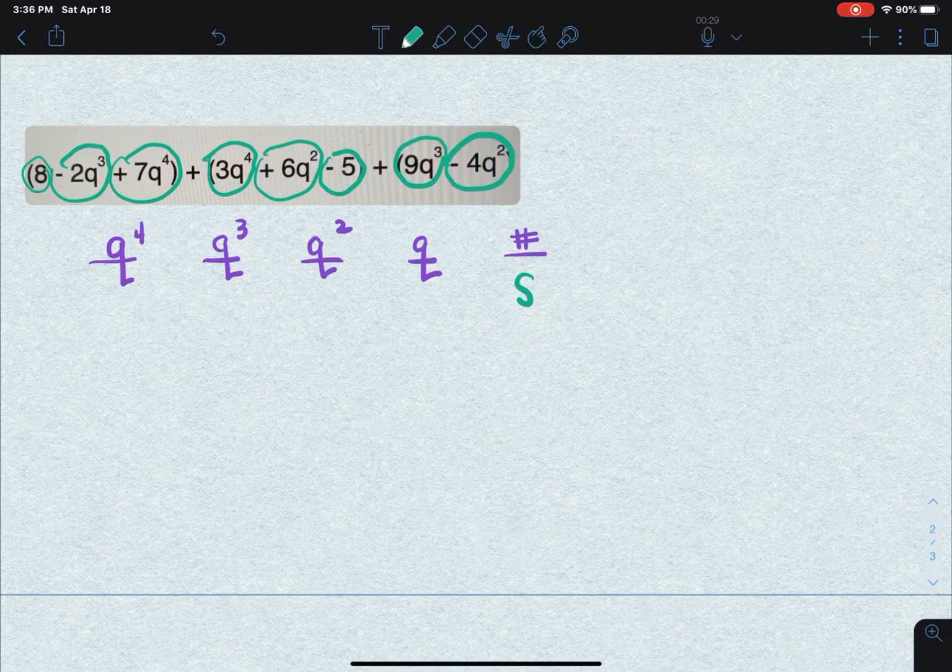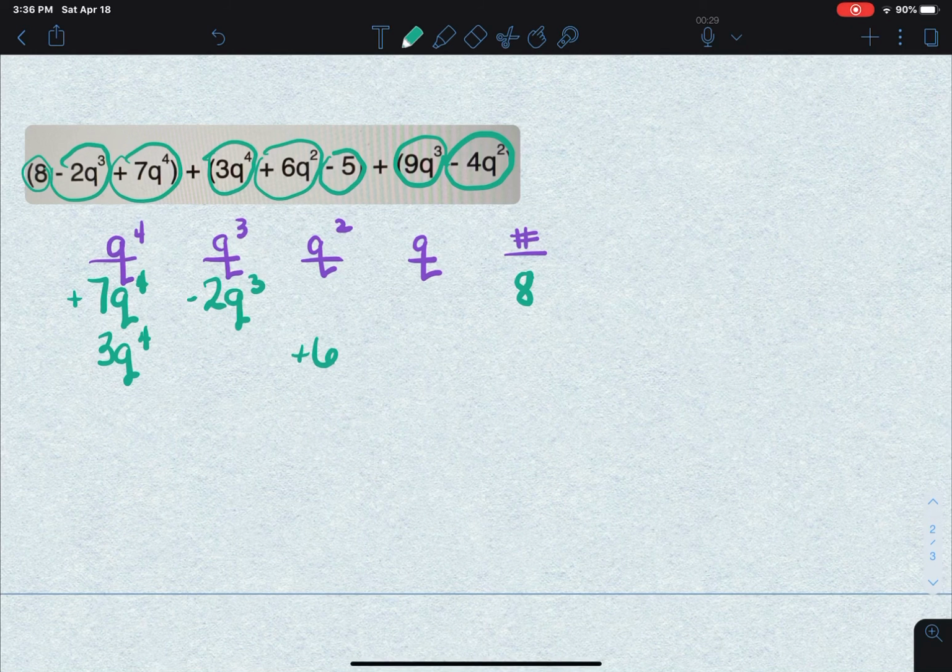So let's see, I have 8, negative 2q to the third, positive 7q to the fourth. So I have taken care of everything in this first parenthesis in this first row. So now I'm going to go to this second parenthesis and I'm going to get that organized in the second row. So 3q to the fourth plus 6q squared minus 5 is going to become negative 5. So this has been sorted in the second row.